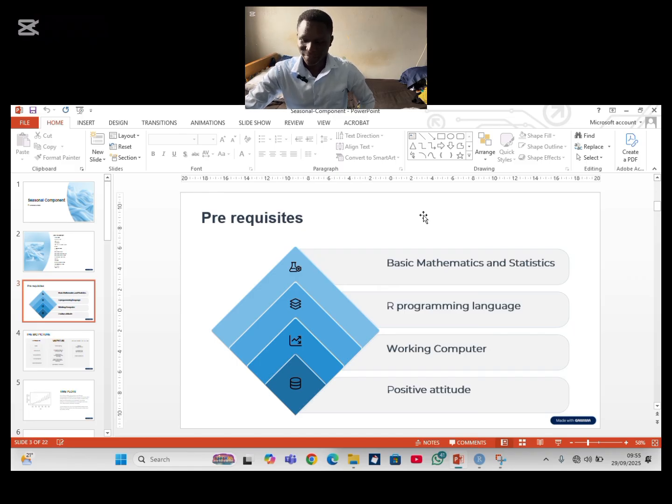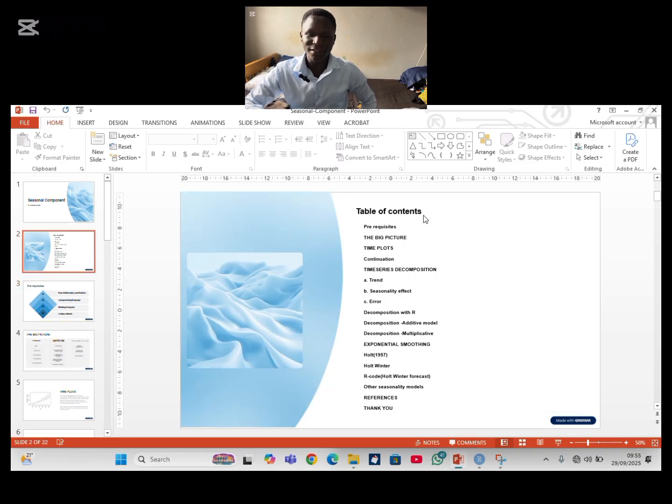learn. And also, what we are going to cover in this presentation: first of all, we shall decompose a time series, and we shall discuss the different decompositions in a time series, that is the additive and the multiplicative, and we shall do a little bit of modeling of the seasonality component.